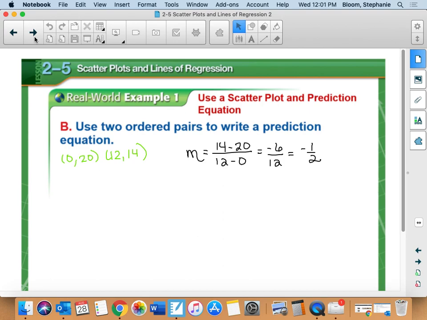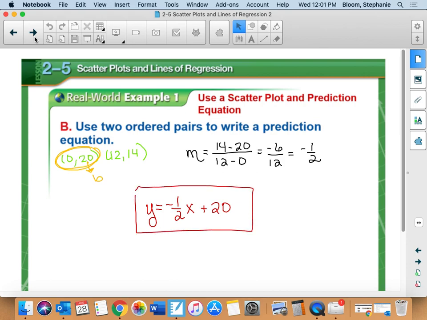And then in this case, since that's a 0 for my x, that is my y-intercept, my b. So my prediction equation is y equals negative 1/2 x plus 20. And there's my prediction equation. If you didn't have a y-intercept as one of your points, which you won't always, then you would just plug in your m and then use one of these points to plug in your x and your y and solve for your b, like you did in your 2.3 notes.